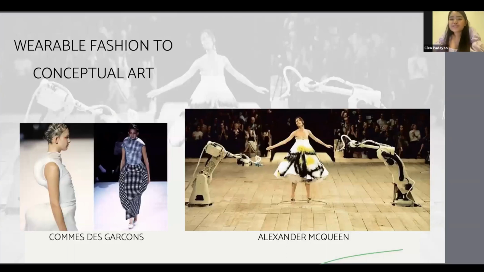So the runways also evolved from wearable fashion to conceptual art. So designers like Comme des Garçons, which was already present in the 80s, and Alexander McQueen. So his fashion shows were very ahead of its time. Like the girl here, she was just wearing a white dress, and then there were robot hands, I guess, and then they spray painted the dress. So this was pretty much a form of art.